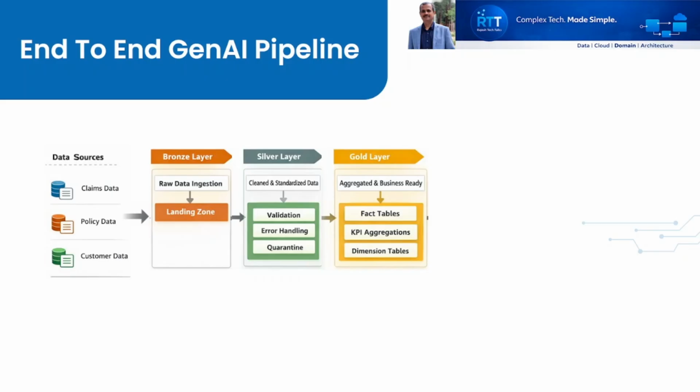So key performance indicators are basically aggregated here so that they can be used as is by the downstream system. Let me simplify this. Fact tables contain measurable data like transactions, whereas dimension tables contain descriptive data like customer details. And when we talk about KPI aggregations, they help in reporting metrics like revenue, counts, etc.